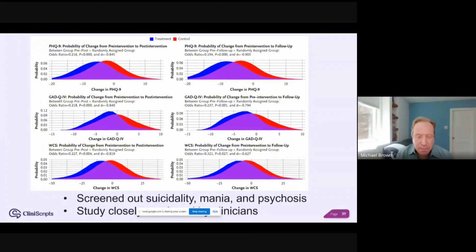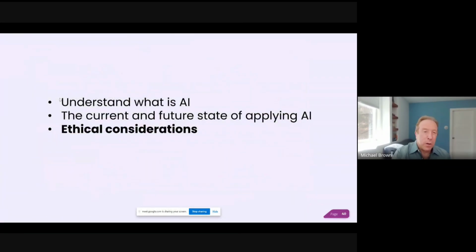I should also point out in this that they screened out suicidal tendencies, mania, and psychosis. So they tried to limit it in certain ways, which may not be realistic for the real world, but at least for this, it made it a safer study. They also had clinicians look at every one of the AI responses to make sure it wasn't making medical recommendations that it shouldn't have been making. But it's an example of where the technology is going. It's not ready for prime time yet, but people are looking into this to see what it can do. So that's my thing about what the systems can do and where things are going.